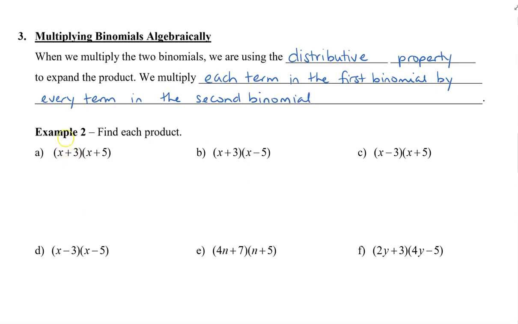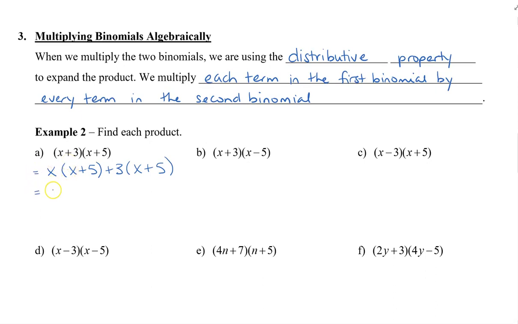So in this first example here, we have x plus 3 times x plus 5. So we're going to take x from the first binomial, and we're going to multiply it by x plus 5. So this is what that would look like. And then we're going to go plus 3 and do the same thing, multiplying it by the second binomial, like so. So now we're going to expand this, like we've done before with our distributive property.